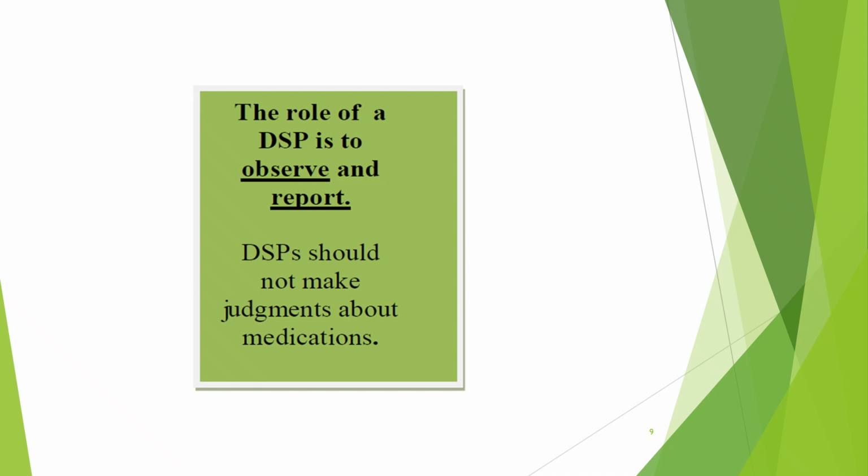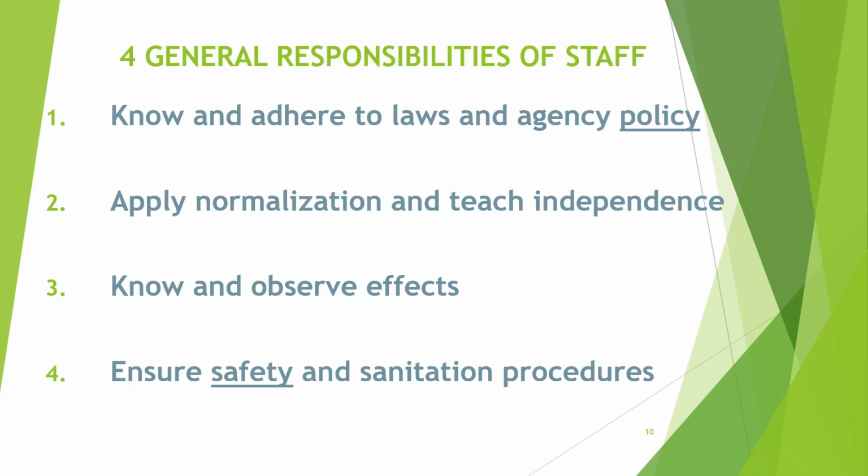The role of the DSP is to observe and report. The DSP should not make judgments about medication. Four general responsibilities of staff: Number 1, know and adhere to the laws and agency policy. 2, apply normalization and teach independence. 3, know and observe the effects. 4, ensure safety and sanitation procedures.